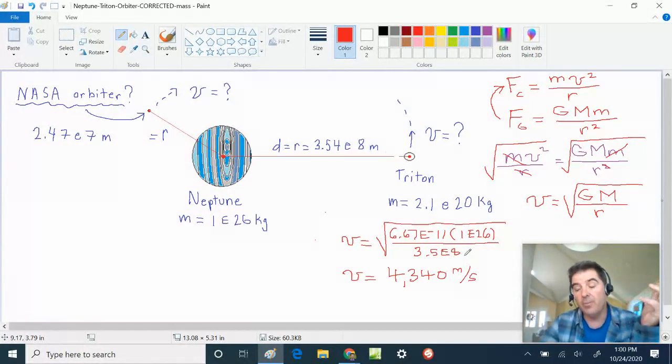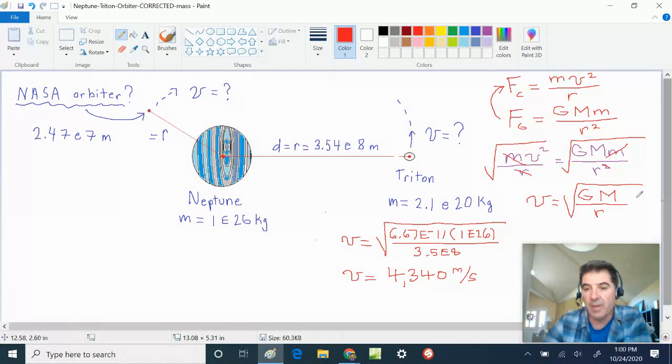Okay, so the other point was, what if NASA wanted to send an orbiter? How does this relate to NASA wanting to send an orbiter? It's going to come in as satellite motion. How do we figure out orbital speed? So we use the same equation. This equation works for anything that is going to orbit around Neptune. Of course, we've got to change the radius in order to get a different velocity. So we're going to put this radius a lot closer in. We're going to be 2.47 times 10 to the 7th meters away from the center of mass of Neptune.